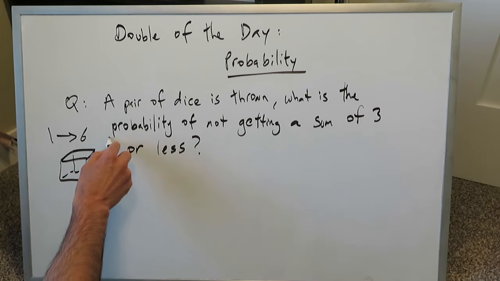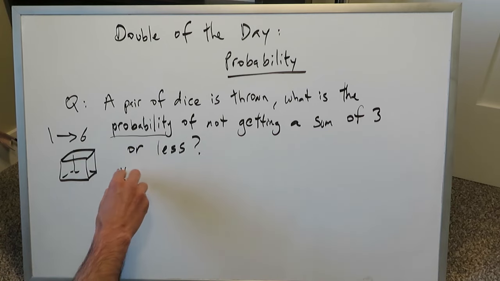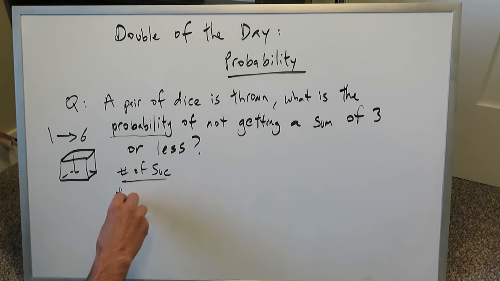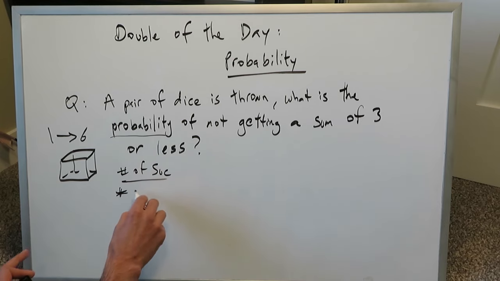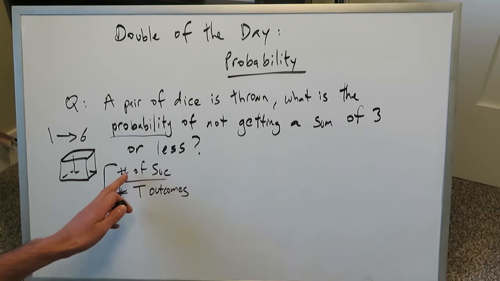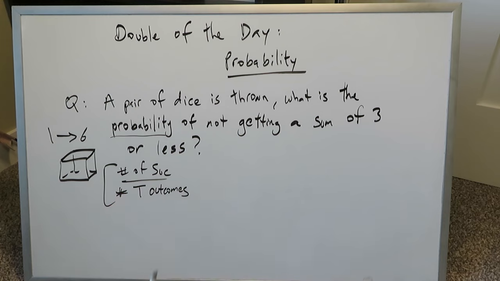But what is probability here? Probability is the number of successes divided by the total number of outcomes, and that's the formula you've got to use for this type of question. But we have to determine what our successful throws are and what the total outcomes are.